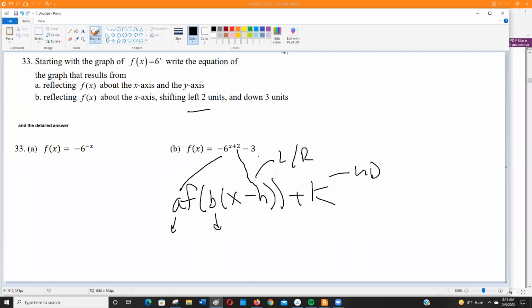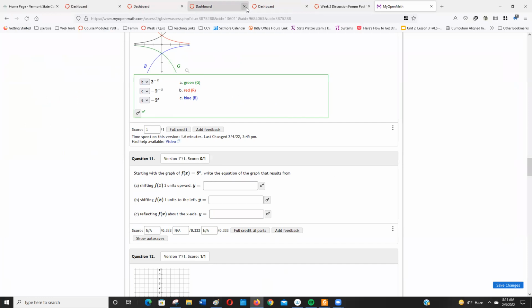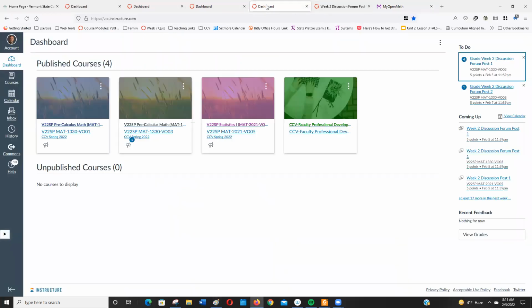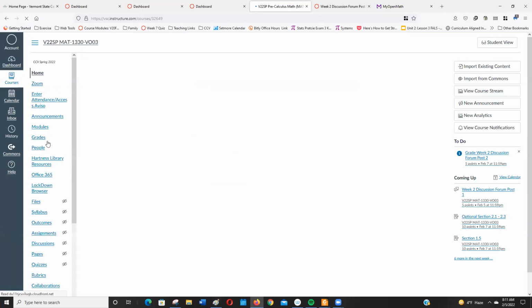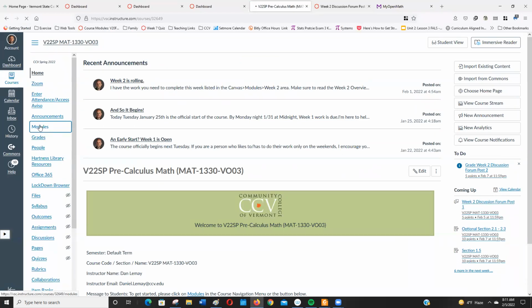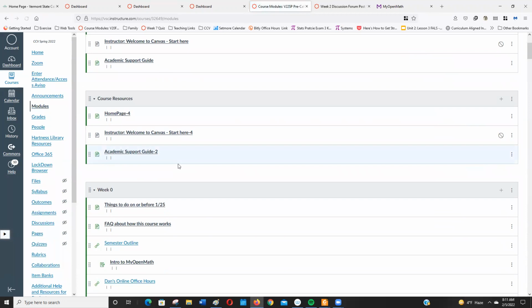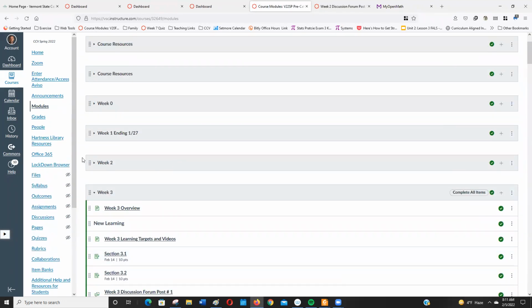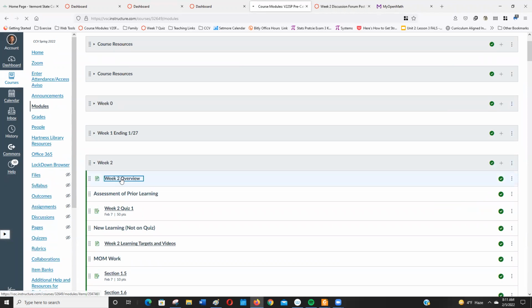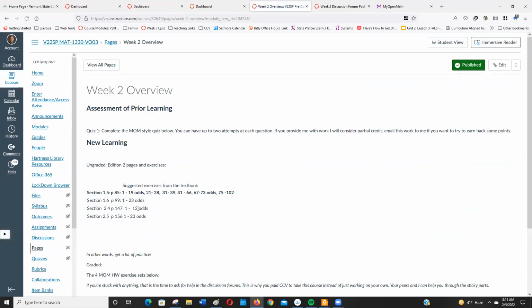Hopefully that helps. My recommendation is, maybe I should point out where you can see these. If you go into Canvas, go to the course, and go to modules, and in the week, so this is week 2, right? If you go to the week 2 overview, it tells you what's going on this week, and you see these are the suggested odd exercises from the book. Now I wouldn't do them all. If it's easy, why do it? That's busy work. But if it's something in My Open Math that you can't do, I would take a look in the book and try those questions.